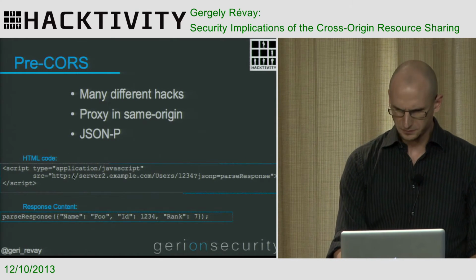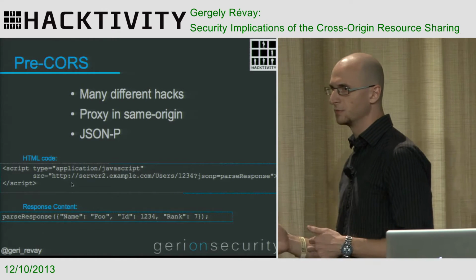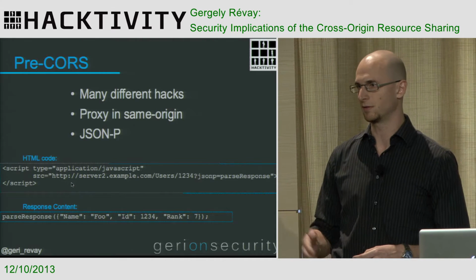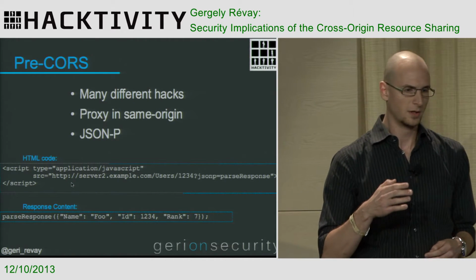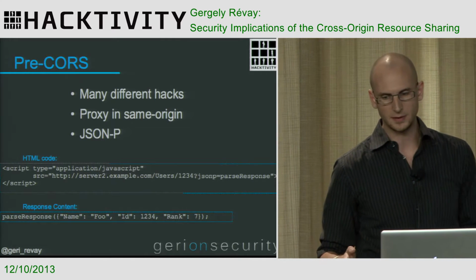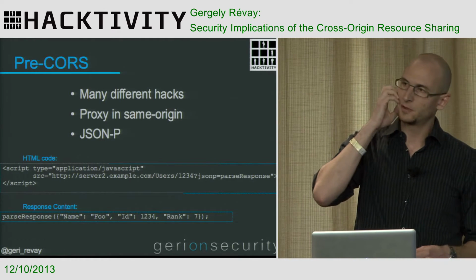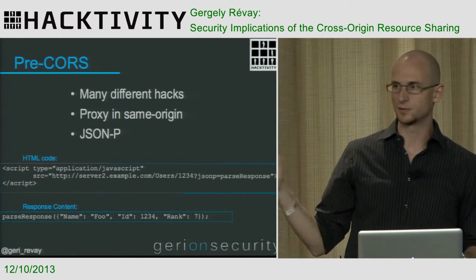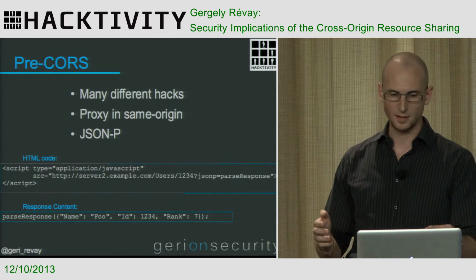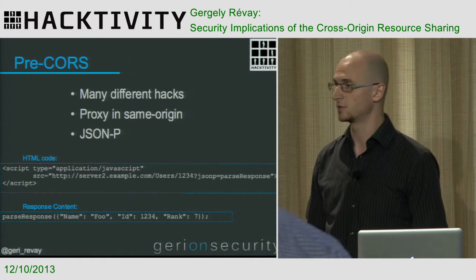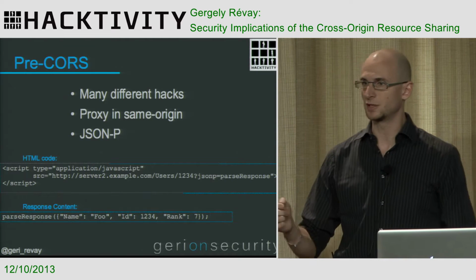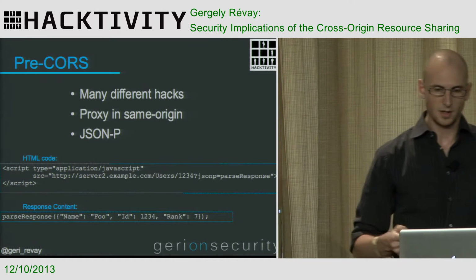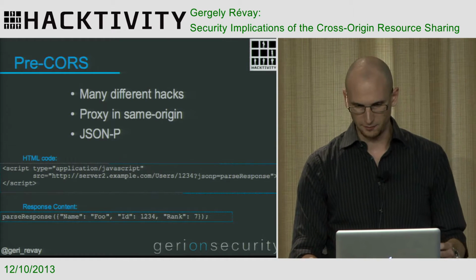This is JSON-P. Since you couldn't send a request from JavaScript, so when I'm saying JavaScript, I'm talking about the XMLHttpRequest of JavaScript, you couldn't send XMLHttpRequests to other domains. But what people figured out is that if you want to load JavaScript, you can load JavaScript from other domains. So if you use the source attribute of the script tag, then the browser will actually send the request to that URL, normally to download the JavaScript. But the people started to use it in a funny way.